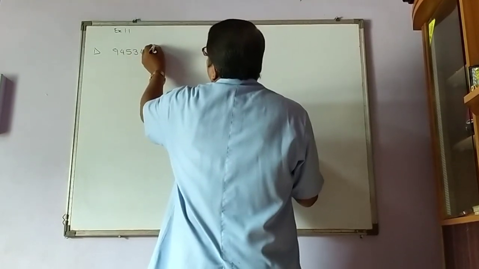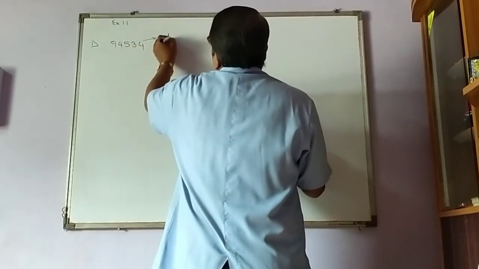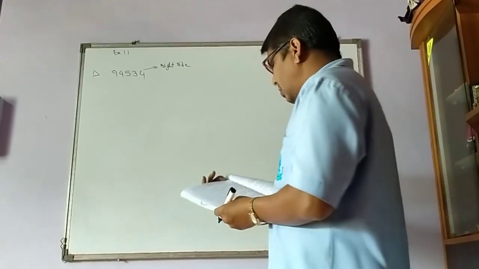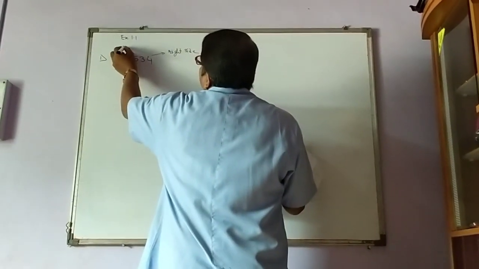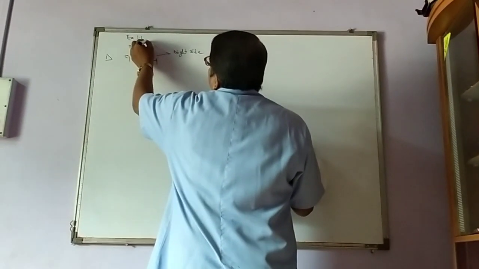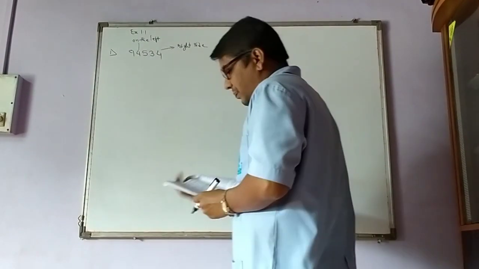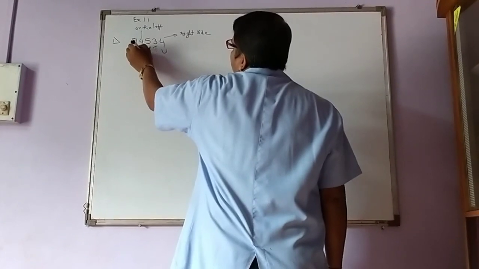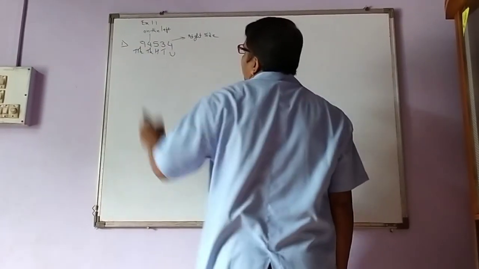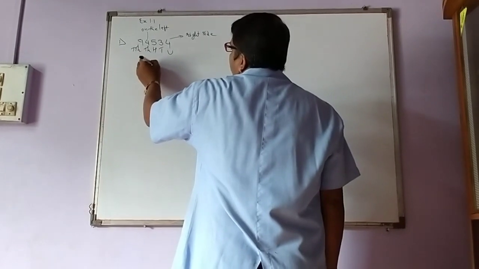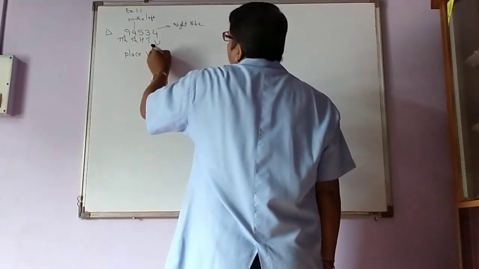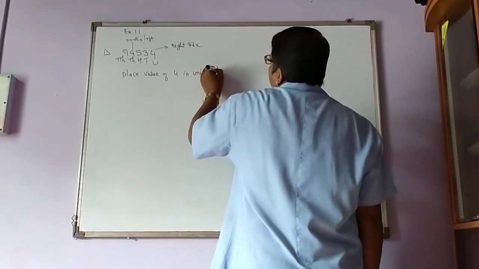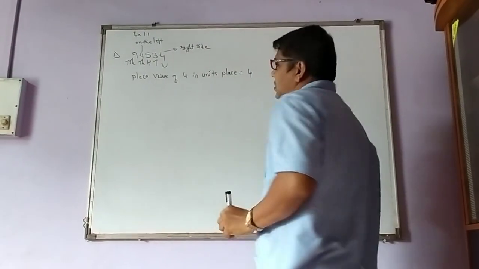So this is the digit 4 on the right side, to that of the left. This is the digit on the left, right? Now, you know that this is units place, tens place, hundreds place, thousands place, 10,000s place. So place value of 4 in units place, that should be equal to 4 exactly.